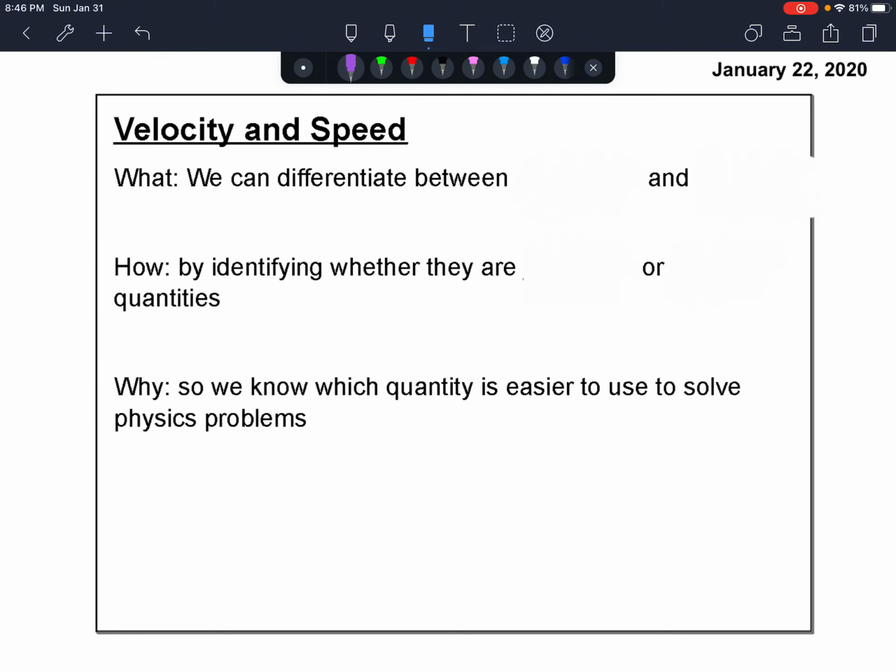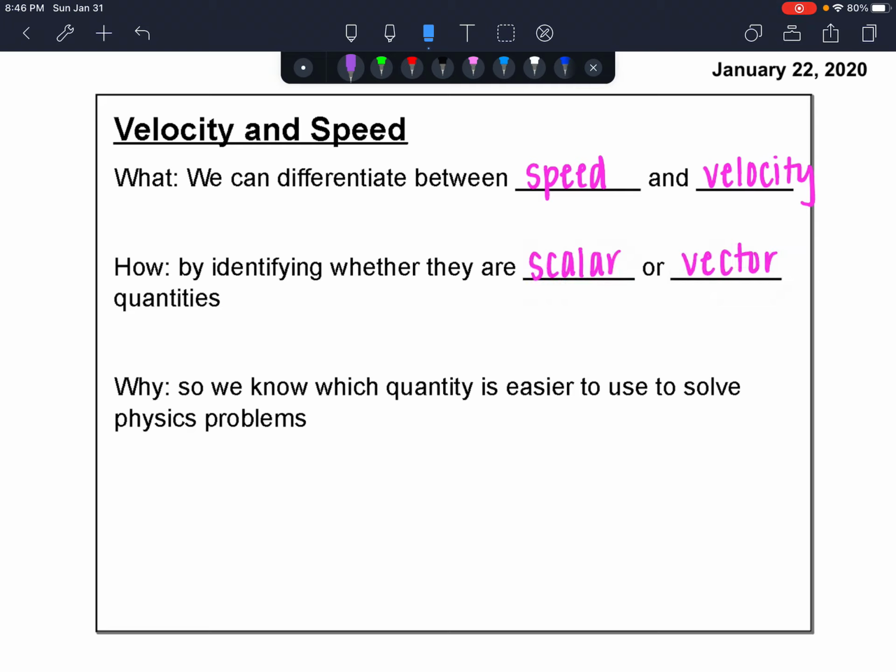All right, this video lesson is on velocity and speed. So what we're going to do is differentiate between the word speed and the word velocity. And the way that we're going to do this is by identifying whether or not these terms are scalar or vector quantities. So very similar to when we were talking about distance versus displacement.